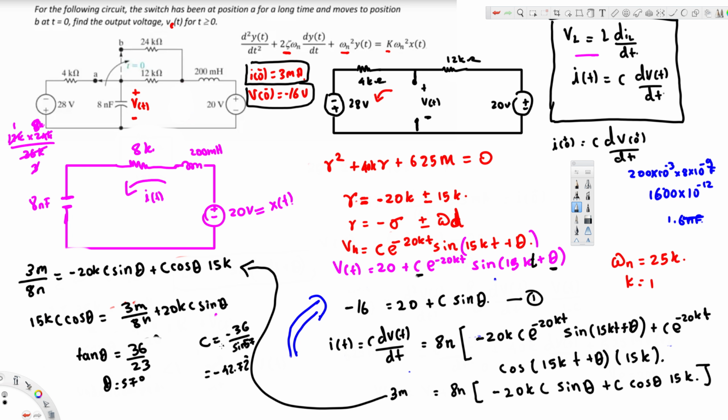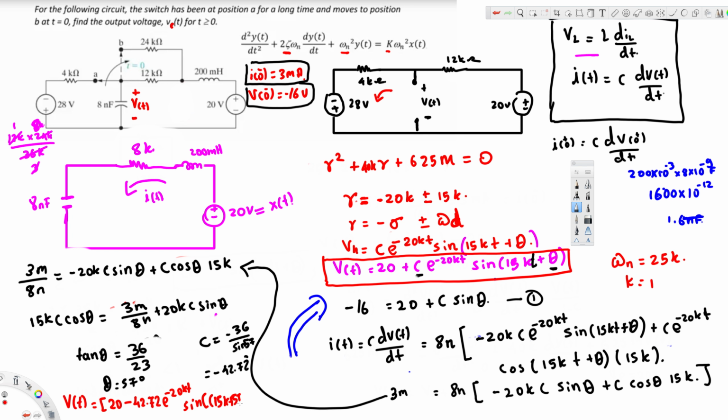Now we have the C value and theta value, so we can express our particular solution for this non-homogeneous differential equation, and that's going to be our final answer. So the voltage across the capacitor is going to be V(t) equal to, the particular solution was 20 minus 42.72, I'm bringing this equation. This was our general solution. Now in the particular solution we are going to include the C value and this theta value. So this is going to be 42.72 e power negative 20kt sin(15kt plus 57 degrees). Since the time is greater than or equal to 0, we have to multiply this one with u(t), and that's going to be our final answer.